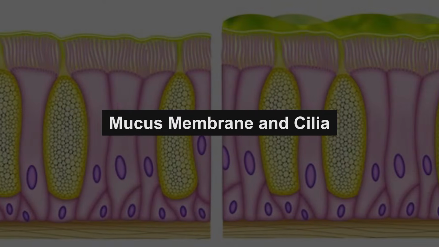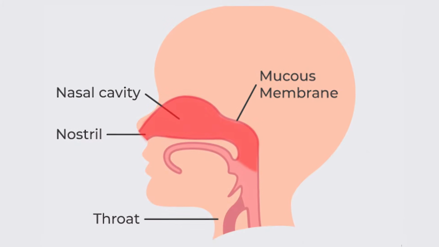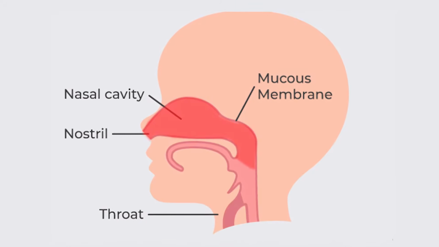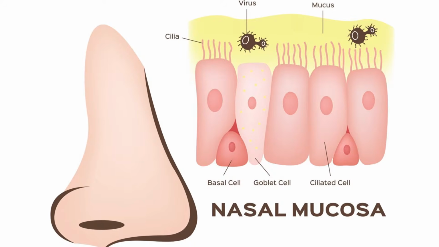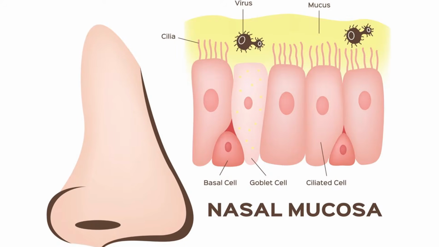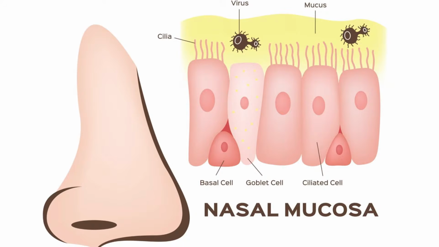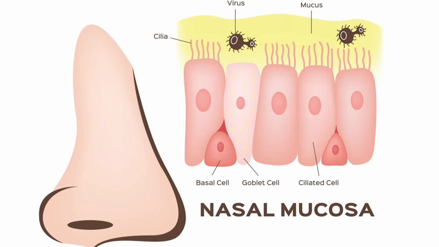Mucous membranes and cilia. The inner lining of the nose is covered with mucous membranes, which secrete mucus to keep the nasal cavity moist. This moisture is essential for trapping dust, bacteria, and other particles that could be harmful if they reach the lungs. The mucus is sticky and helps hold on to these invaders until they can be removed.